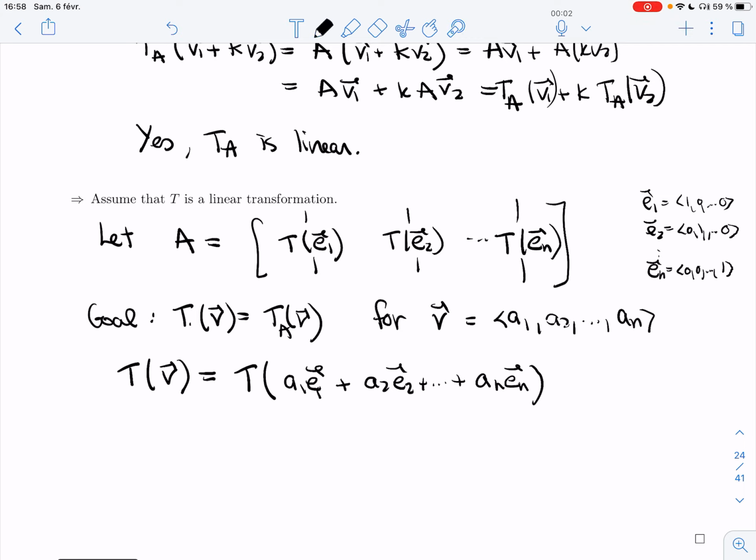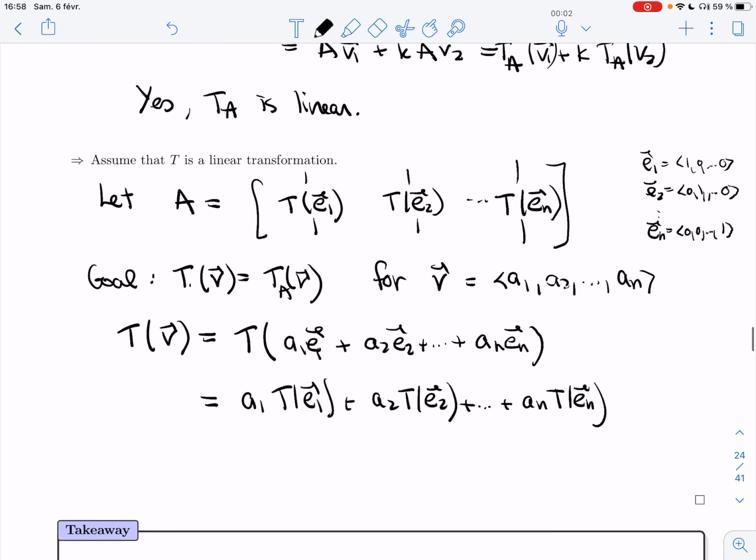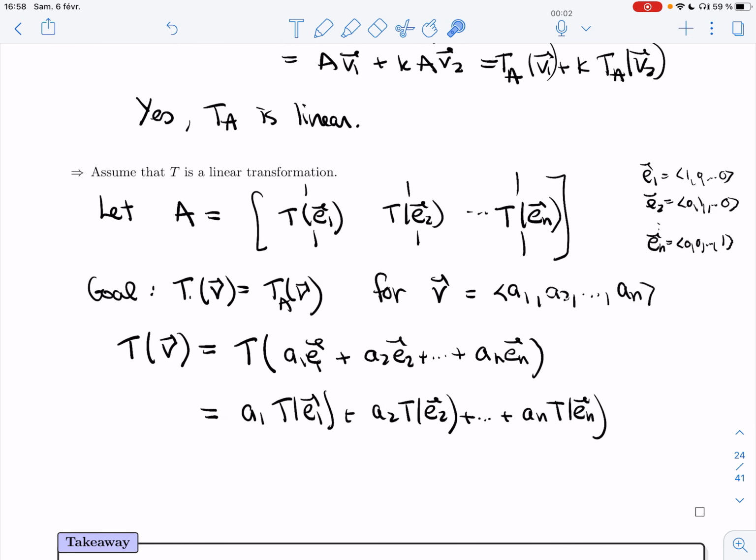All right, then I can split it. I'll get a1 T of e1 plus a2 T of e2 plus an T of en. All right, so two things I want you to notice here. We actually completely determine the value of T of any v by knowing the value of these elements. And that's why linear maps are simple.